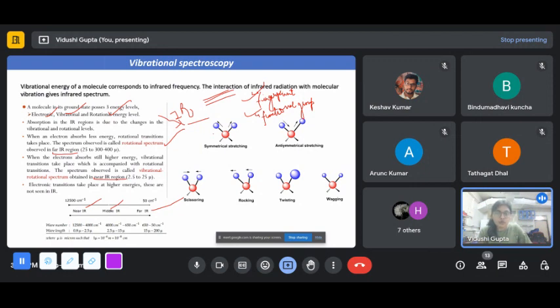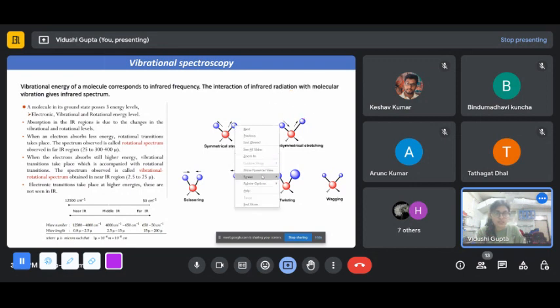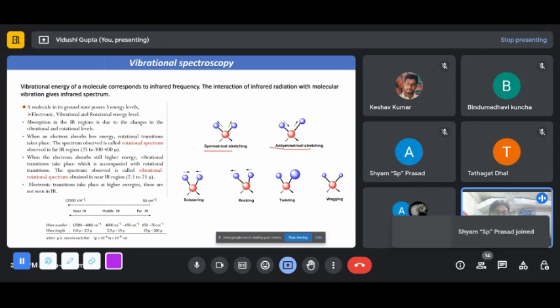Now we will look at the modes of vibration in this spectroscopy. In IR, there are two types of modes of vibration: the first is stretching and the second is bending. In stretching, there are further two types: symmetrical and anti-symmetrical. In stretching, the bond length changes, while in bending, the bond angle changes.